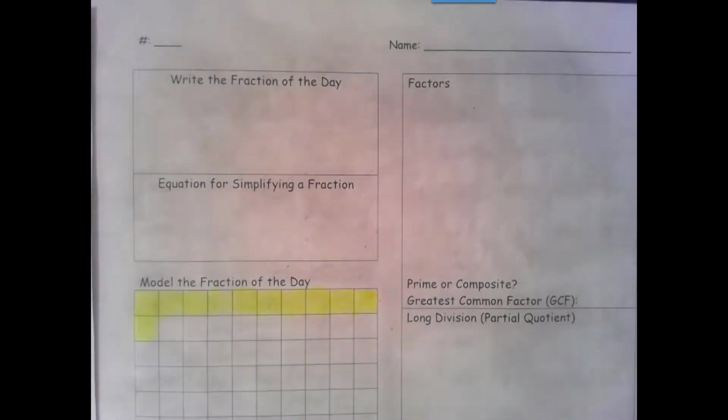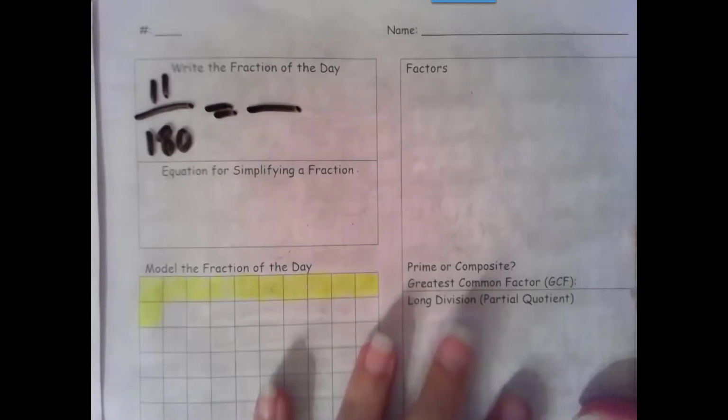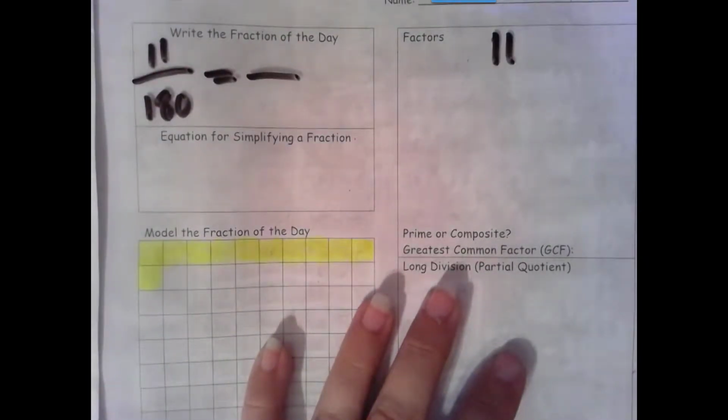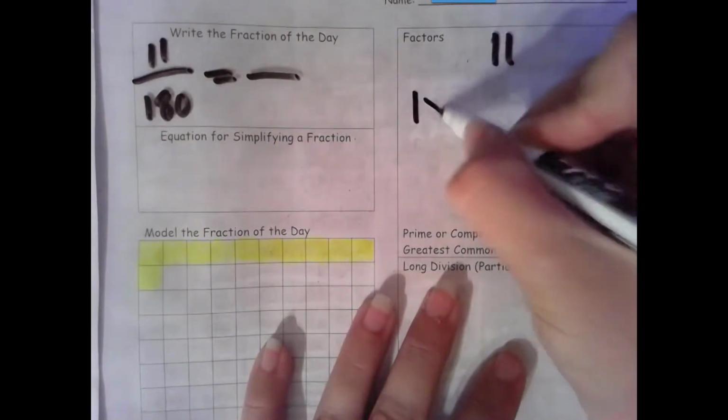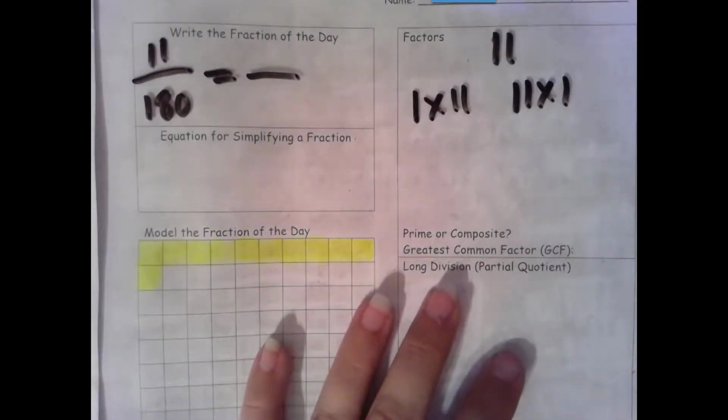Okay, let's write down our beginning fraction. We have a total of 180 school days and we are on day 11. Okay, let's find the factors of our numerator. That's 11. Two factors we always know are 1 and the number itself. Using the commutative property of multiplication, we can do 11 times 1.